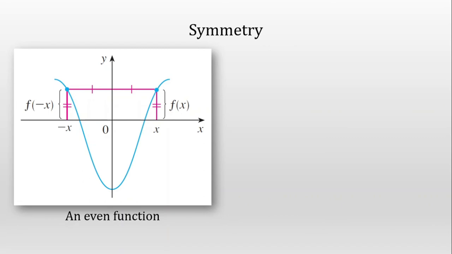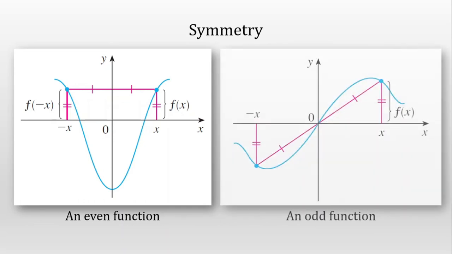On the other hand, if f satisfies f(-x) = -f(x) for every number x in its domain, then f is called an odd function. For example, the function f(x) = x³ is odd because f(-x) = (-x)³ = -x³, which is -f(x). The graph of an odd function is symmetric about the origin. If we already have the graph of f for x greater than or equal to 0, we can obtain the entire graph by rotating this portion through 180 degrees about the origin.